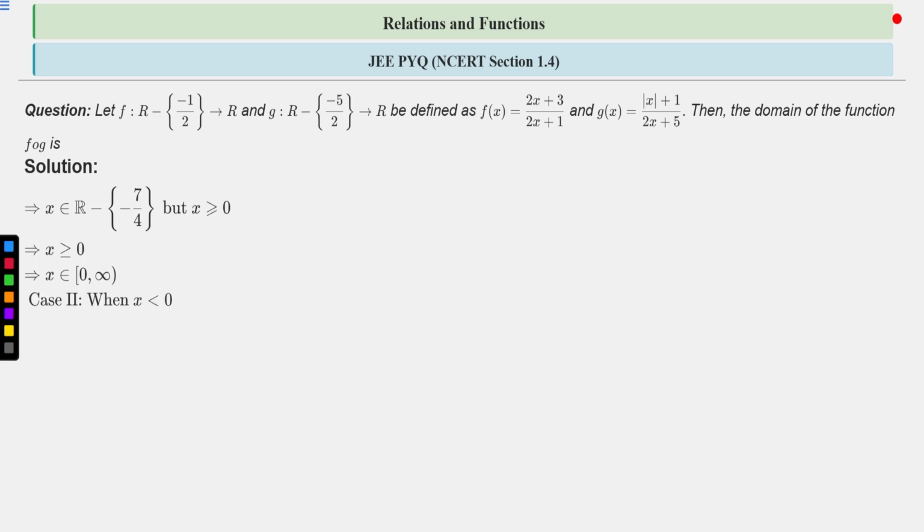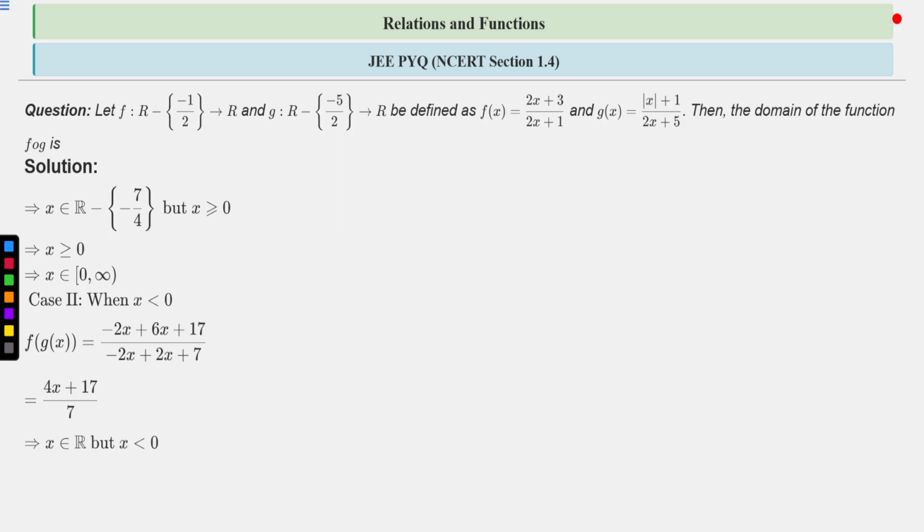Case 2, when x is less than 0. Let us take case 2 when x is less than 0. So what can we do? When x is less than 0, we can write f(g(x)) as (-2x+6x+17)/(-2x+2x+7), right? Since x is less than 0, we will write 2|x| as -2x in the numerator as well as in the denominator. And after solving this, we will get (4x+17)/7, right?